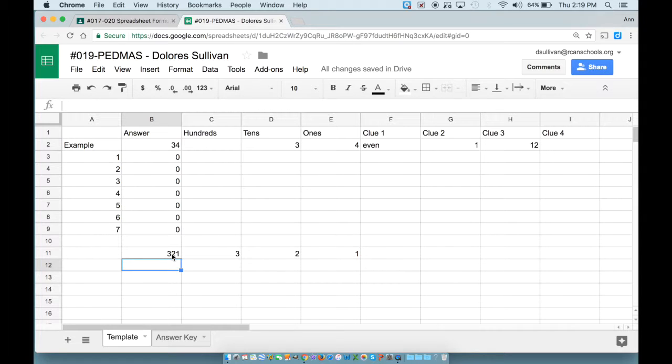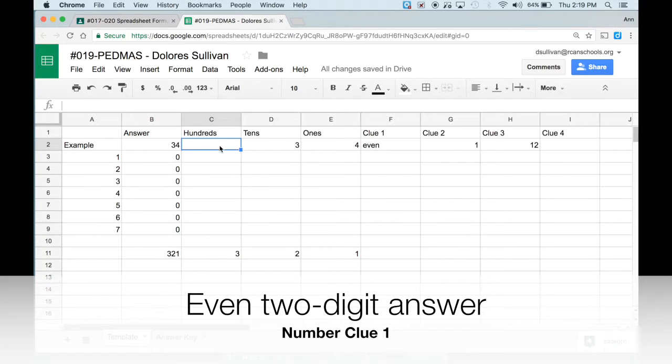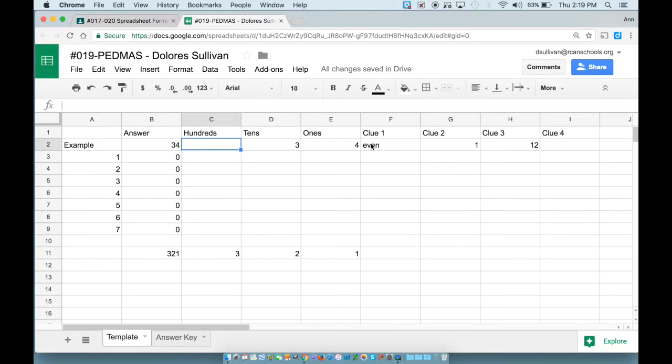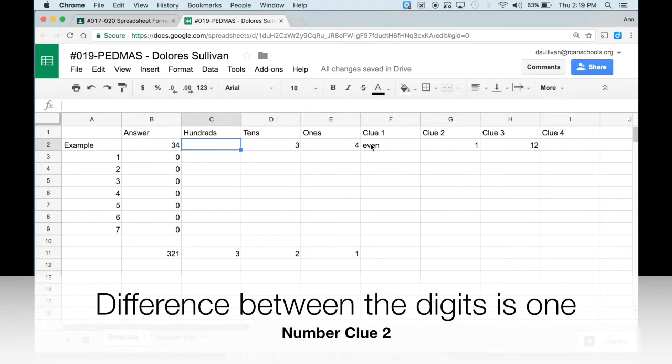And now we're going to take a look at some number stumpers. The first number, and these formulas are already built. You could have them pre-built for the students, or you can have them figure it out on their own. Our first number is an even 2-digit answer, and that's where the word even is under clue 1. The difference between the digits is 1, so you'll see here if you click, it's saying take whatever's in E2 and subtract whatever's in D2. 4 minus 3 is 1.